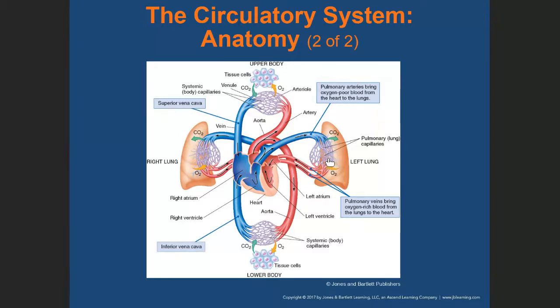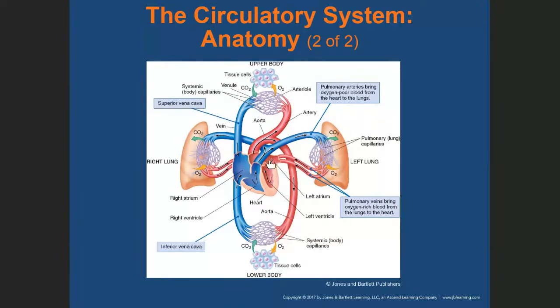Then the pulmonary venules will eventually become pulmonary veins. The pulmonary veins will now transport the oxygenated blood, and there are 4 pulmonary veins, 2 coming from the right lung, 2 coming from the left lung. So the pulmonary veins will now transport the oxygenated blood to the left atrium. The left atrium then contracts, pushes that blood through the bicuspid or mitral valve into the left ventricle.